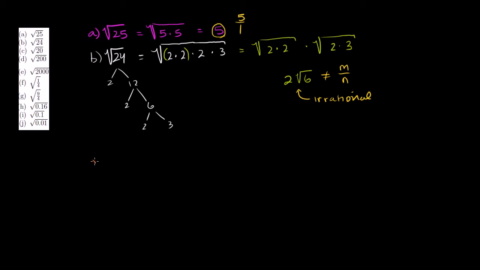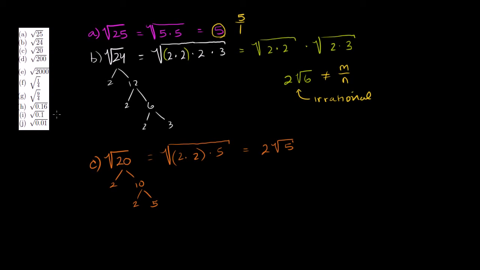Let's do part C. Square root of 20. Once again, 20 is 2 times 10, which is 2 times 5. So this is the same thing as the square root of 2 times 2 times 5. Now the square root of 2 times 2, that's clearly just going to be 2. So it's going to be 2 times the square root of 5. And once again, you could probably do that in your head with a little practice. Square root of 20 is 4 times 5. Square root of 4 is 2. You leave the 5 in the radical.